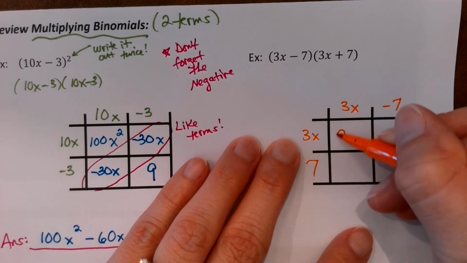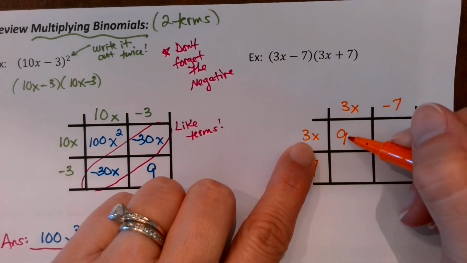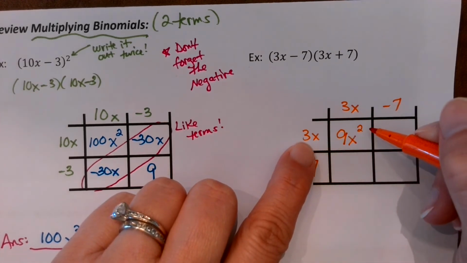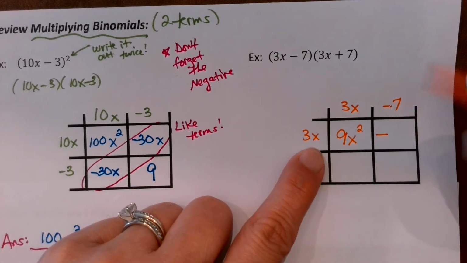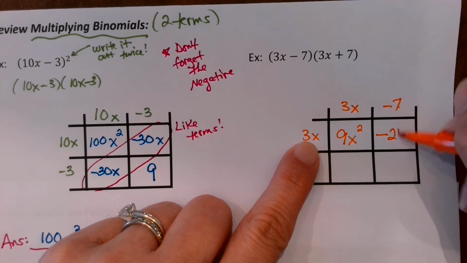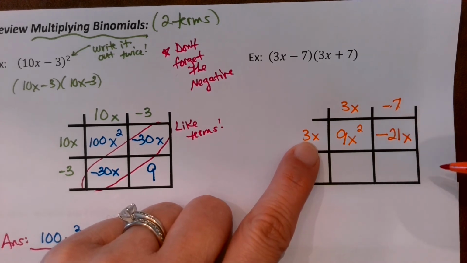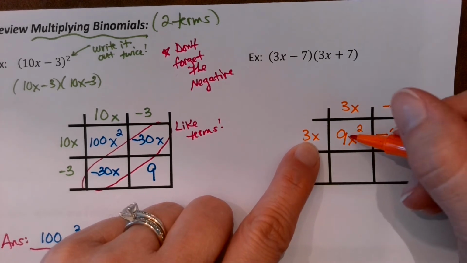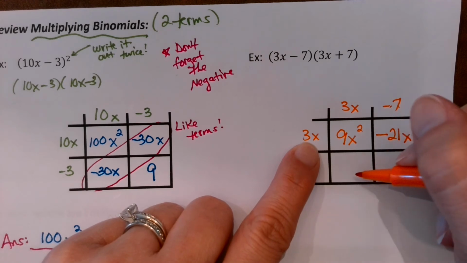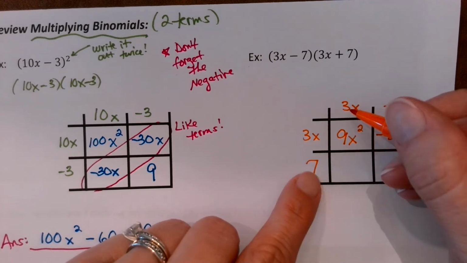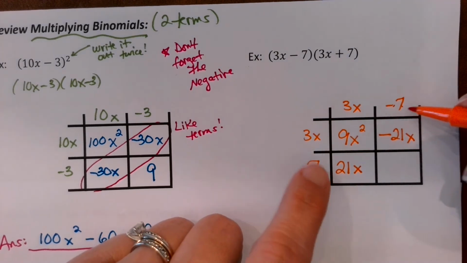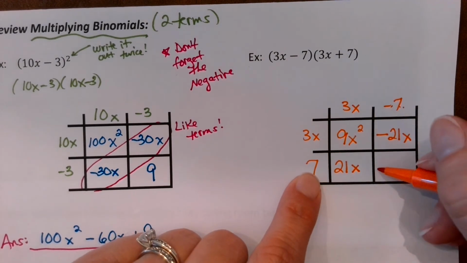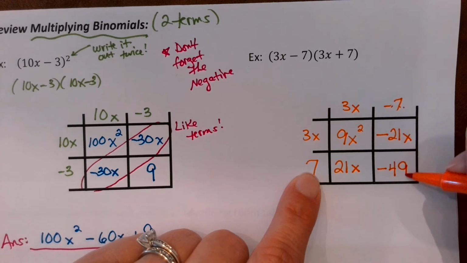3 times 3 is 9. X times x is x squared. Second box, positive times negative is negative. 7 times 3 is 21. Don't forget the x. As we're going, the power of x is getting smaller. Right here, 3 times 7 is 21x. And if you multiply two numbers, there are no x's. This is just negative 49.